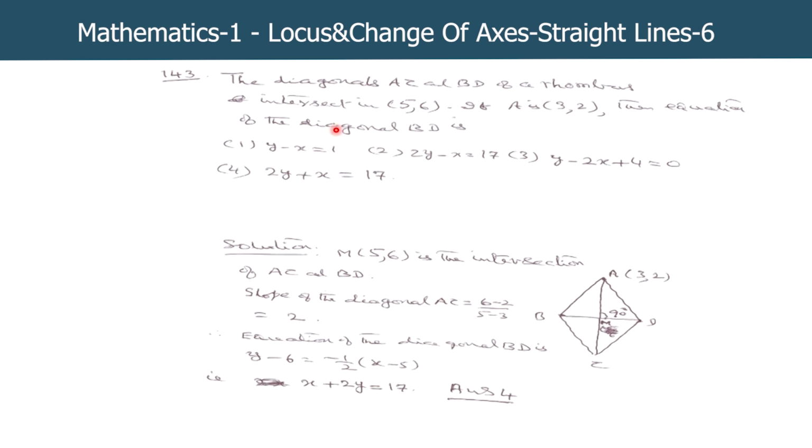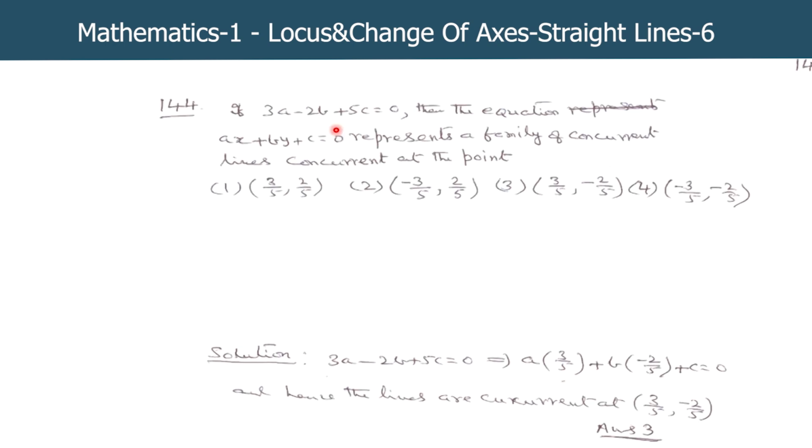144. If 3a minus 2b plus 5c equal to 0, then the equation ax plus by plus c equal to 0 represents a family of concurrent lines, concurrent at the point (1) (3/5, 2/5), (2) (-3/5, 2/5), (3) (3/5, -2/5), (4) (-3/5, -2/5).